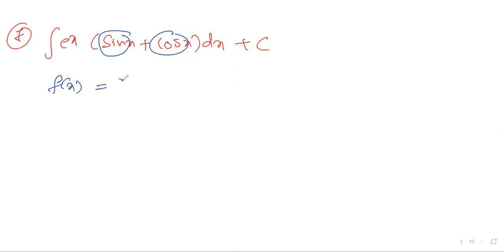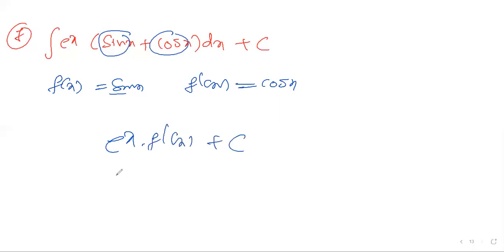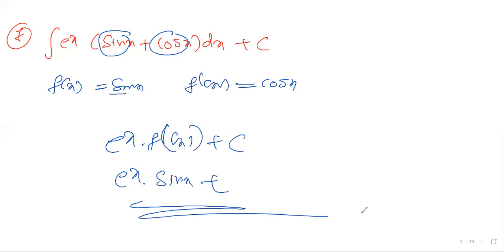If I take f of x as sin x, then f dash of x is d by dx of sin x, which is just cos x only. It is not minus, because it is differentiation, not integration. Now it is satisfied. So the answer is e power x into f of x plus c, that is e power x into sin x plus c. Answer is finished. Clear?